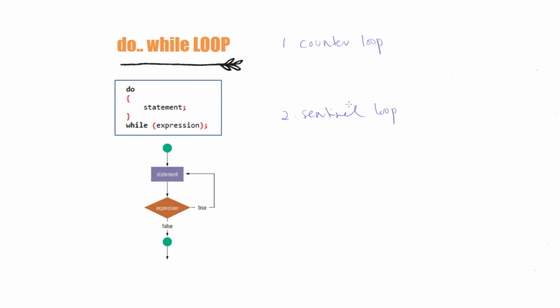So what is the difference between the two? Counter loop, you can just remember as the word count. When we use a counter loop, we use it when we know when to stop. For example, if I give you a problem, display the word hello 10 times, you know how many times you want to do the repetition. You want to repeat this 10 times, so you know when to stop.